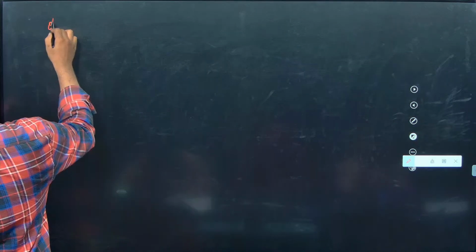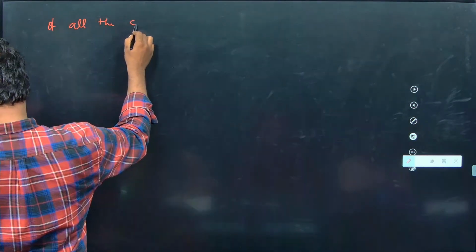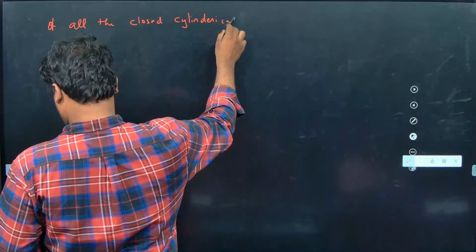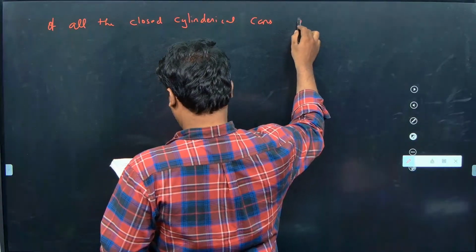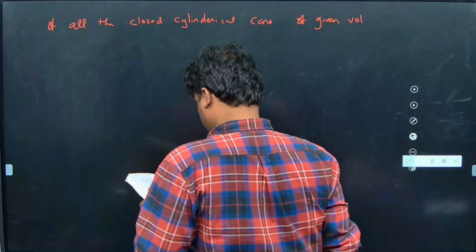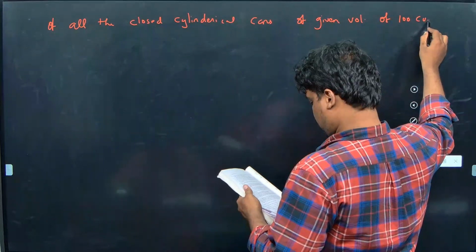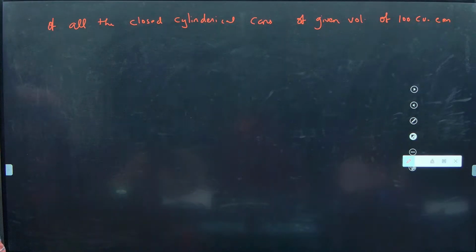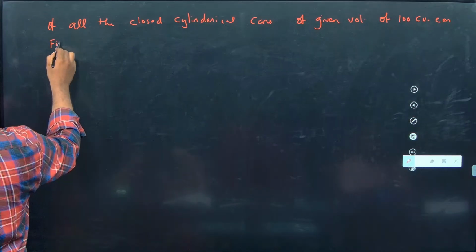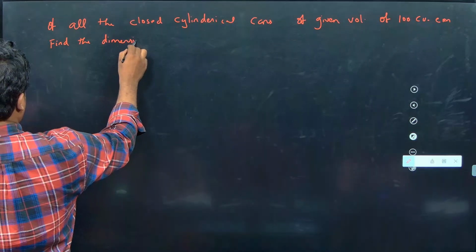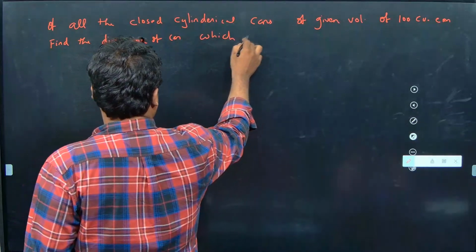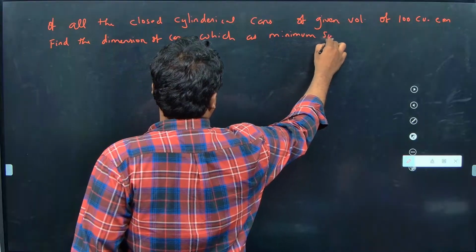Guys, next question. Of all the closed cylindrical cans of given volume of 100 cubic centimeter, find the dimension of the can which has minimum surface area.